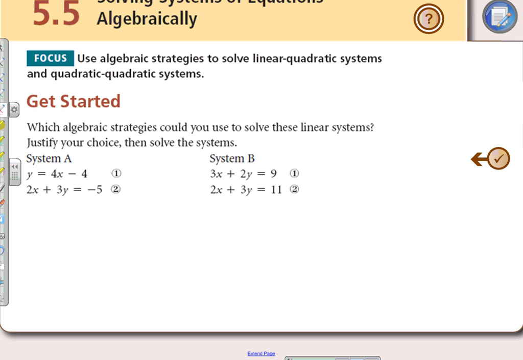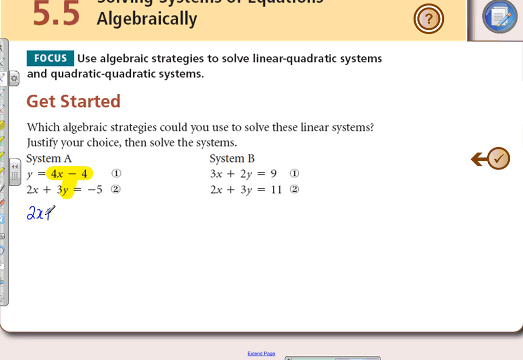Two different methods that you learned: you learned to either use substitution or to use elimination. So let's look at the first one, and we'll solve it by substitution. Substitution is always easiest when you can isolate one of the variables. And this one already has y isolated, so all we're going to do is take that y, which equals 4x minus 4, and substitute it in for the other y.